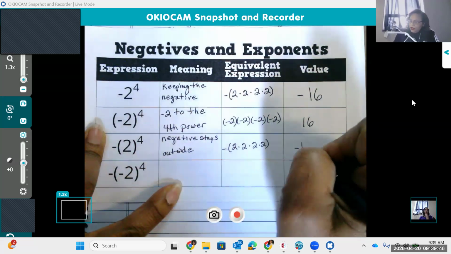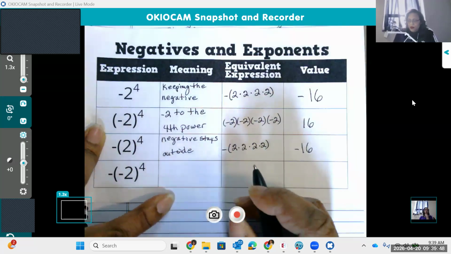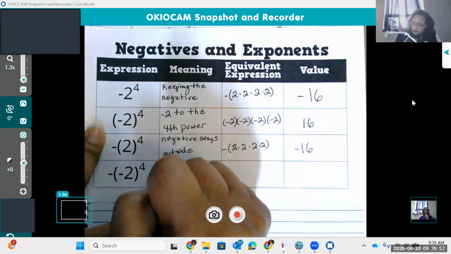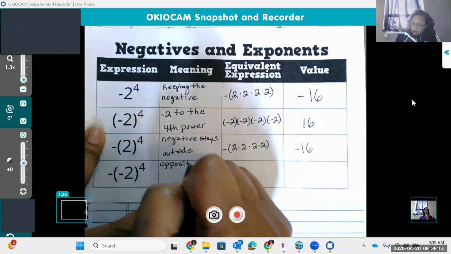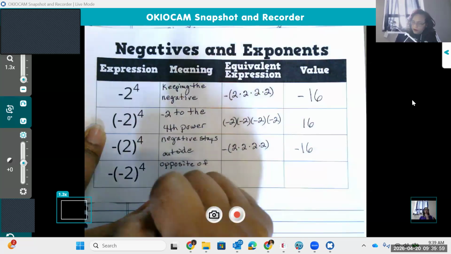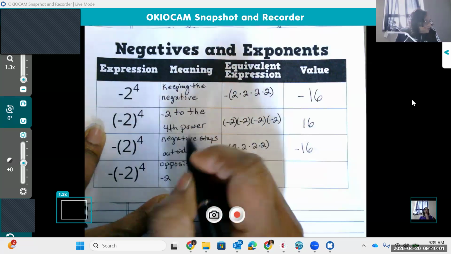Anyway, that's a negative 16. So hopefully you're predicting the last one. What's the last one? What do you think? You think it's positive?